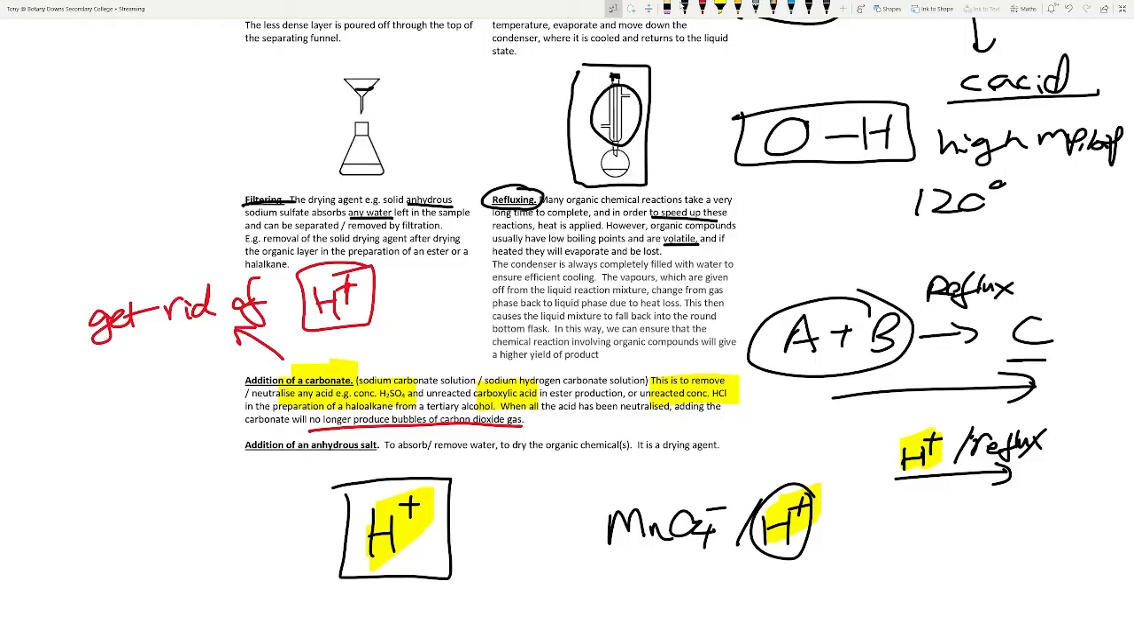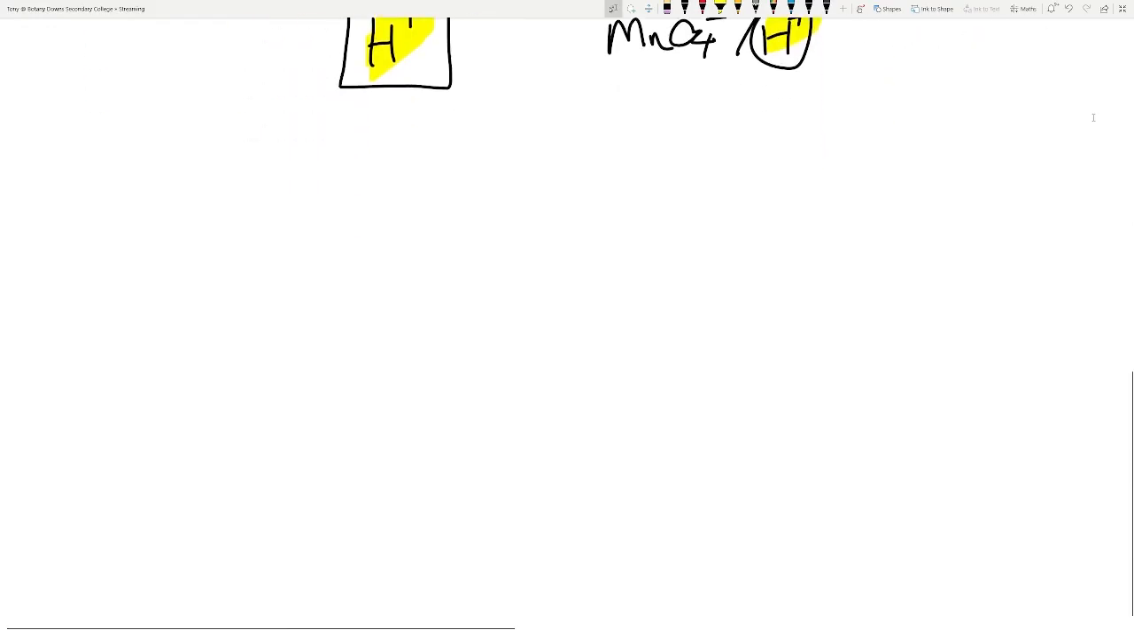Okay, and then whenever you see this anhydrous salt, that just means you want to get rid of any excess water. So we talked about hydrolysis, we talked about condensation reactions in class. So we're dealing with water quite often, and sometimes if we don't want any excess water, chuck in the anhydrous salt, and that's going to get rid of it. Okay, so those are the experiment techniques.